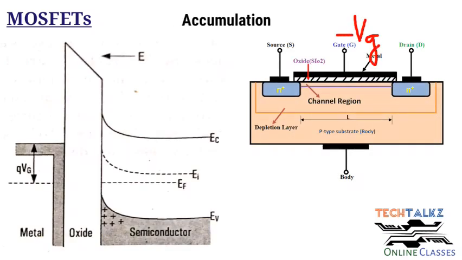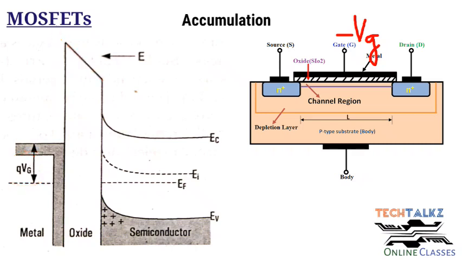Now the next case is accumulation. Here a negative potential is given to the gate. So the energy level is shifting upward. Energy is given as q into gate voltage, that is charge into gate voltage. The charge of electron, that is minus q, multiplied with negative gate voltage, which is equal to qVG. So it is moving upward. In the oxide also, the energy is shifting upward. So there is bending.